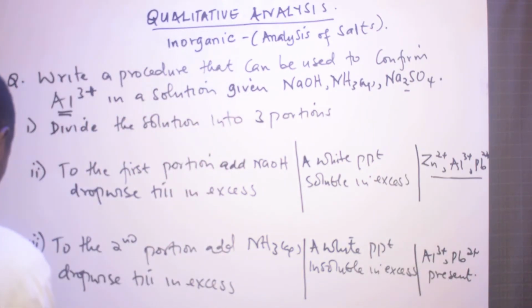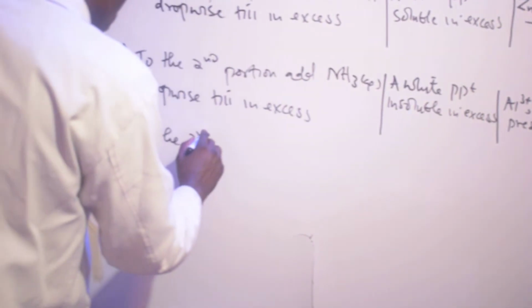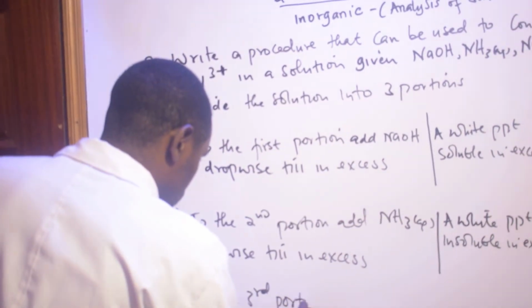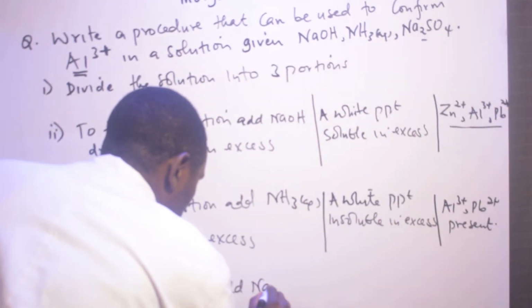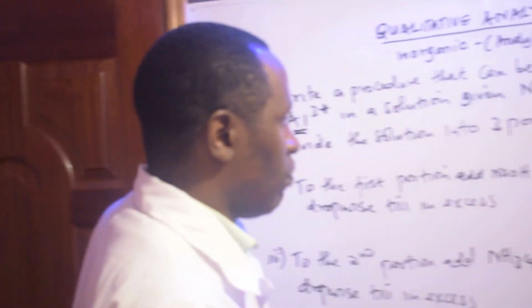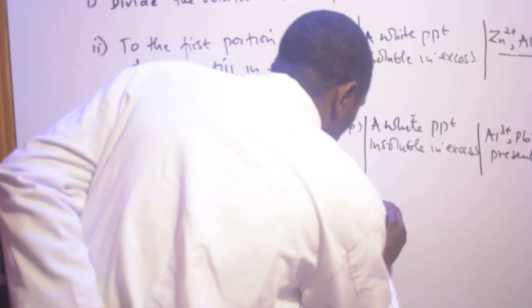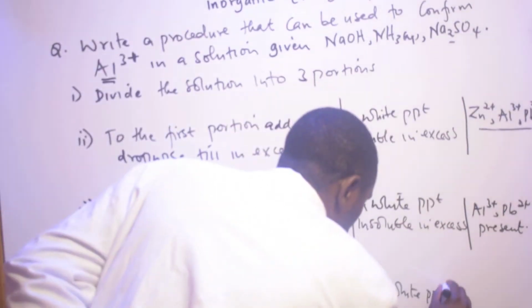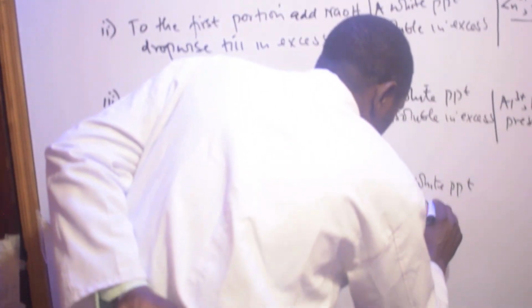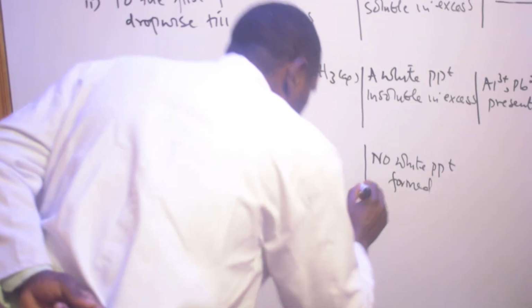So I'm going to add, to the third portion, a few drops of sodium sulfate. Now, if I'm expecting aluminium ions, that means no white precipitate will be formed. No white precipitate formed, right?